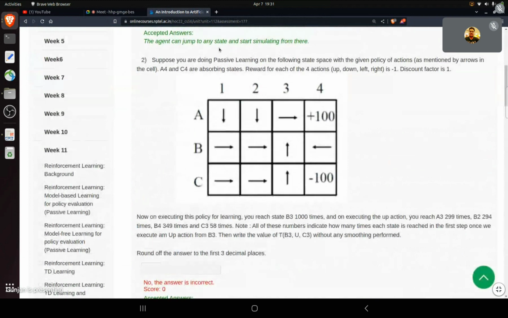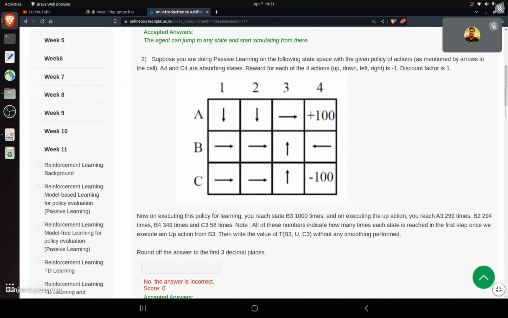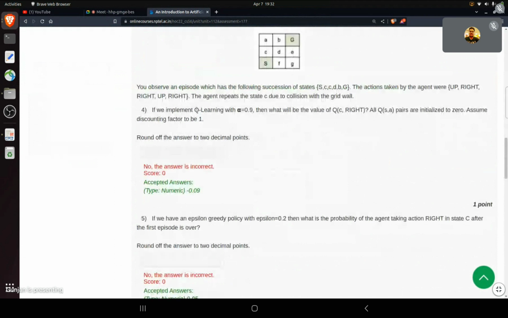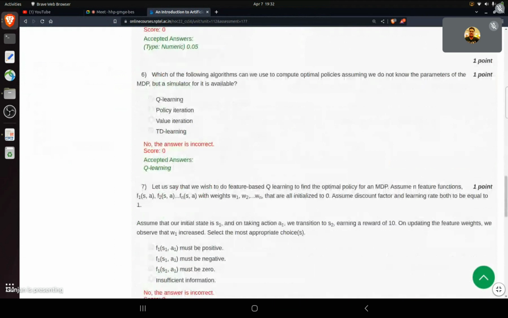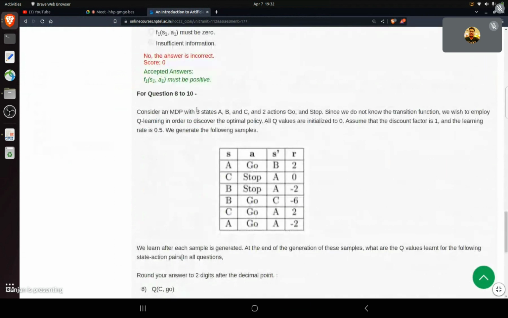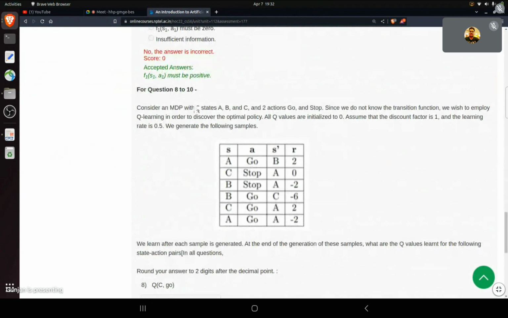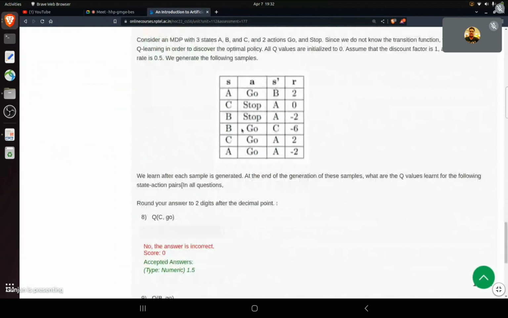Okay, so for Q learning: an MDP with three states used to apply Q learning. Okay, let's do this one. This is a good question.